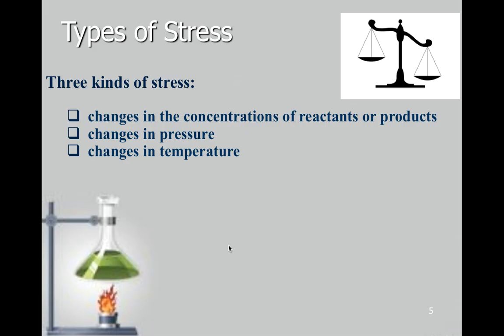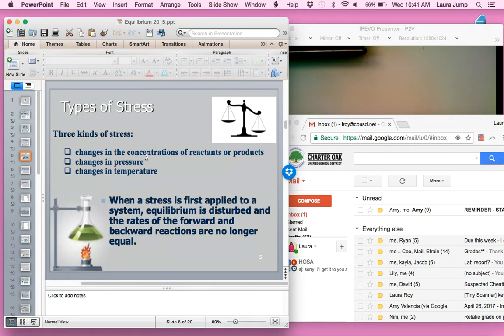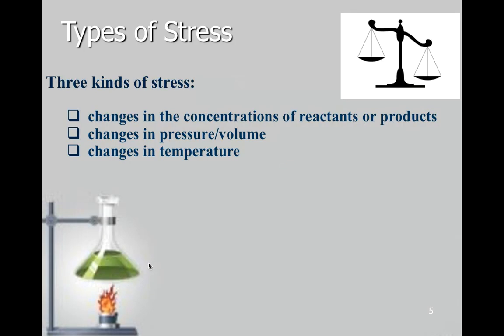We have three types of stress that we're going to look at. Changes in the concentration of reactants and products, so adding more reactants or adding more products is going to stress the system. If we change the pressure, which you should know from gas laws could also be a change in volume, they're inversely proportional. I'm actually just going to go ahead and add that in here. As well as changes in temperature.